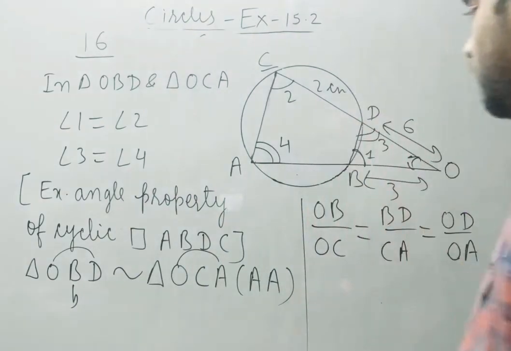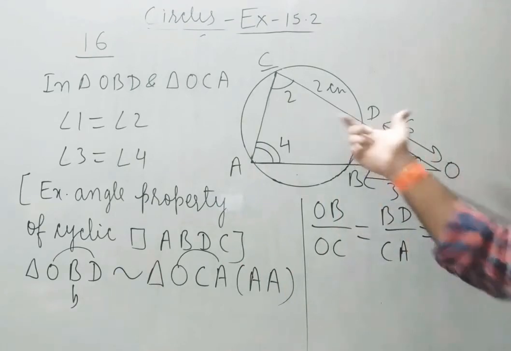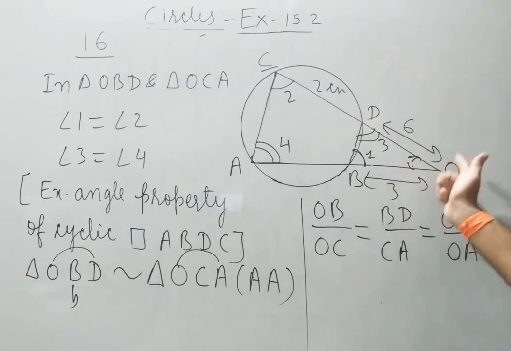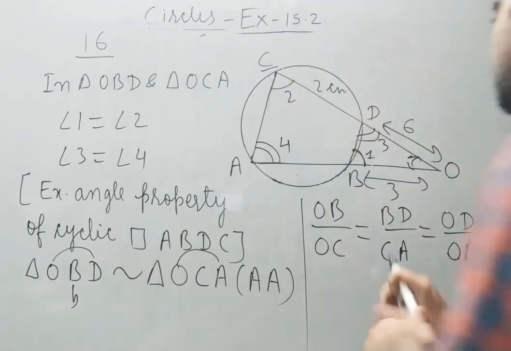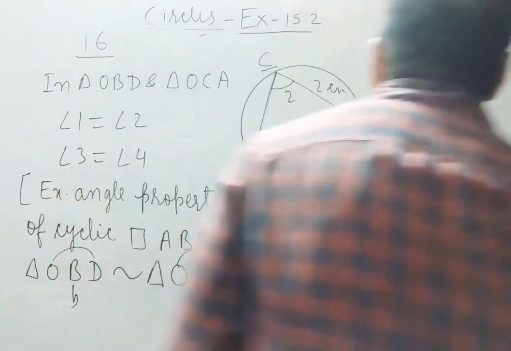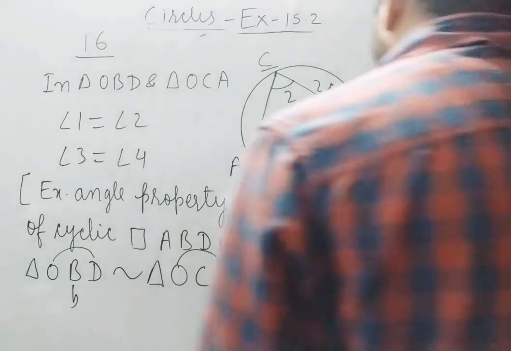Now see, which value is given? OB is given 3. OC, what is the value of OC we can find? OB is 3 and OC is 8. Correct? Then BD is not given. CA is not given. OD is given 6 and OA is not given. Correct?